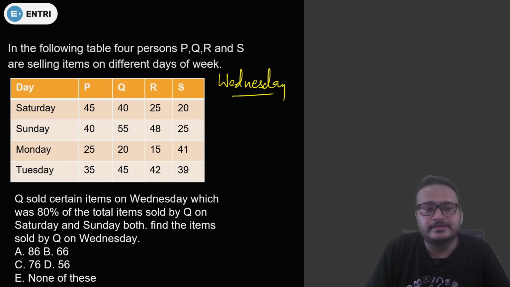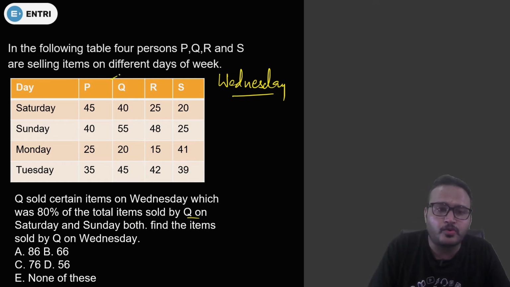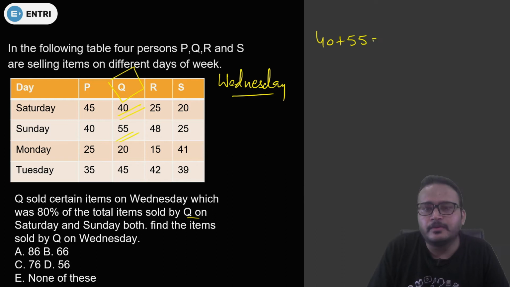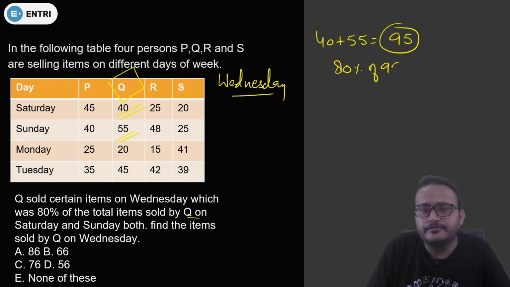Q sold certain items on Wednesday, which was 80% of total items sold by Q on Saturday and Sunday. Okay, so we are talking about only Q. Q on which day? On Saturday and Sunday. That means 40 plus 55. This will be your what? 95. This will be 95. And 80% of 95, because obviously we need to find 80% of this value according to the question.